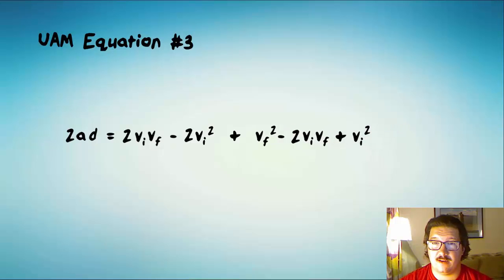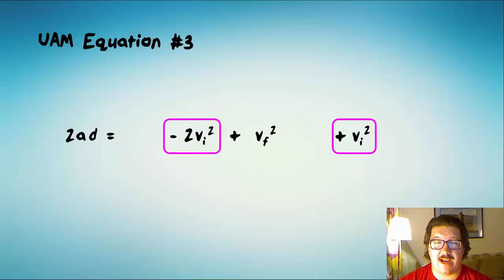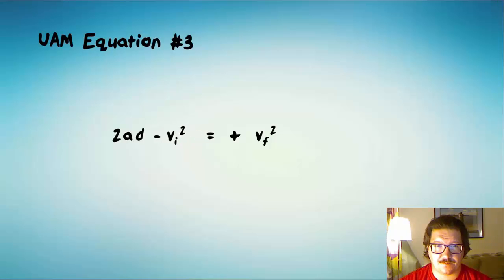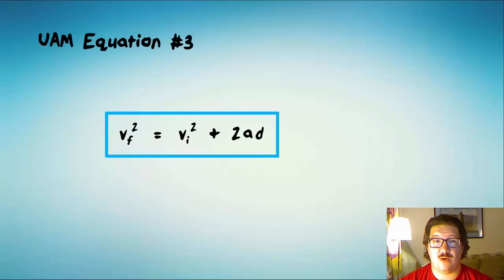This looks terrible, but look at this. We have a positive 2 VIVF and a negative 2 VIVF. Those are gone. Okay. Also notice we have a negative 2 VI squared and a positive 1 VI squared. We can combine those. Right? That becomes just negative 1 VI squared. We're almost done. Let's add that VI squared to both sides. And now we're done. We're just going to rearrange this. We get the equation VF squared equals VI squared plus 2AD. That is our third UAM equation.